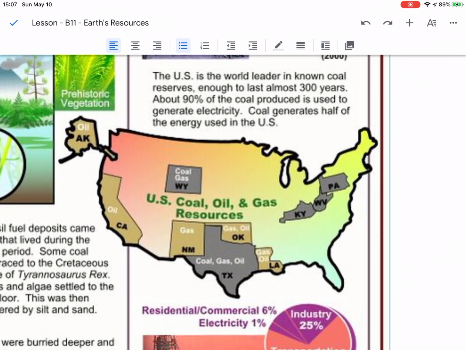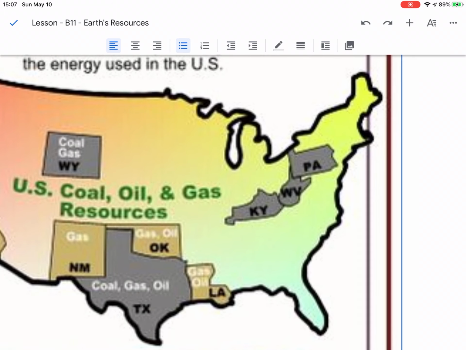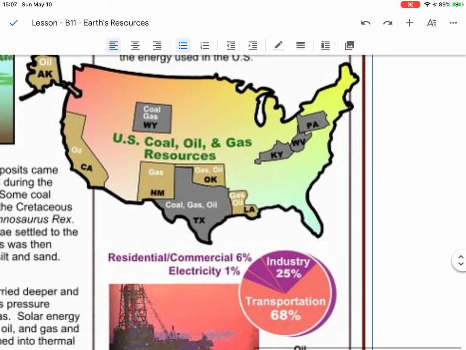So the U.S. is the world leader in known coal reserves. The U.S. has a lot of coal, enough to last almost 300 years. About 90% of the coal produced is used to generate electricity. Coal generates about half the electricity that we use in the United States. All right, we have Pennsylvania, West Virginia, Kentucky. In 8th grade, you guys are going to read a book about a coal mine company in West Virginia with the Rocket Boys. We also have natural gas, and we have oil deposits there.